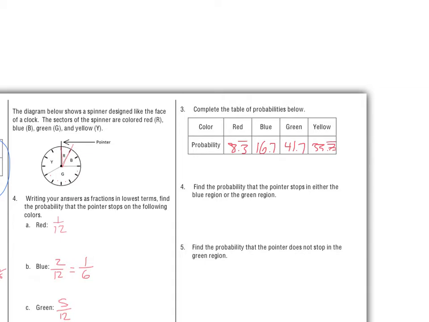Find the probability the pointer stops on either the blue or green. So we're including both of these possibilities here. Again, the inaccuracy of using the percents as opposed to the fractions, that's going to give us 58.4%.